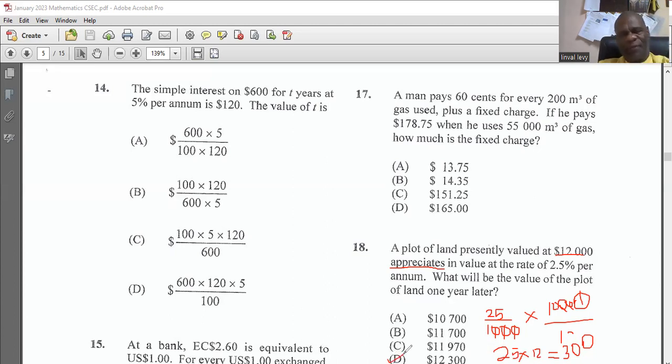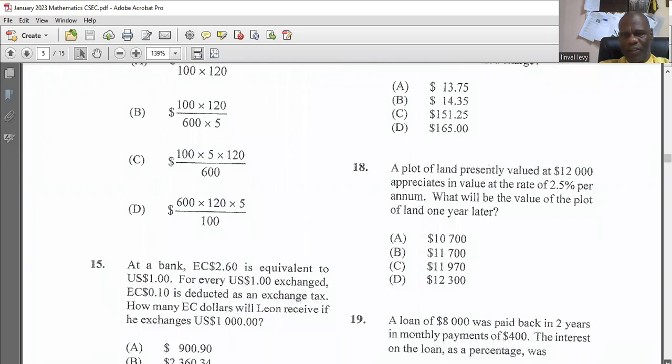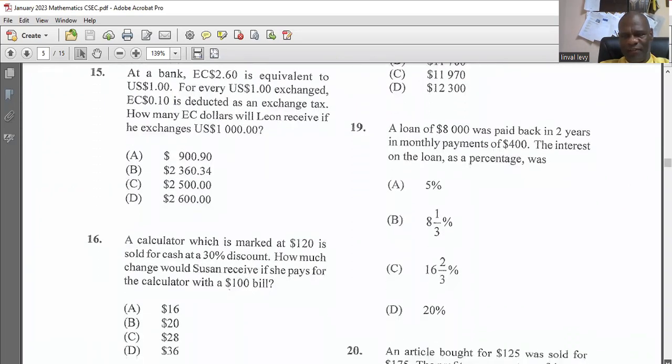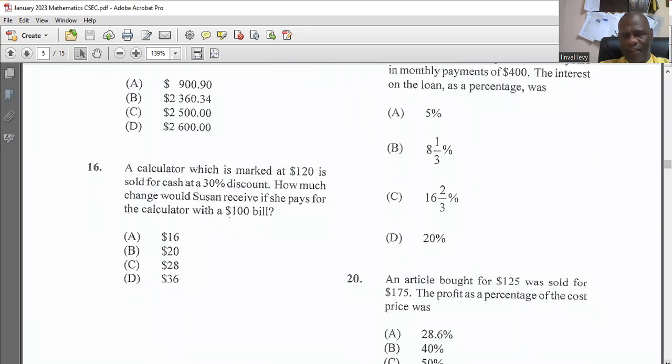Clear that and let's roll up. That was number 18, now number 19. Let's do number 19.